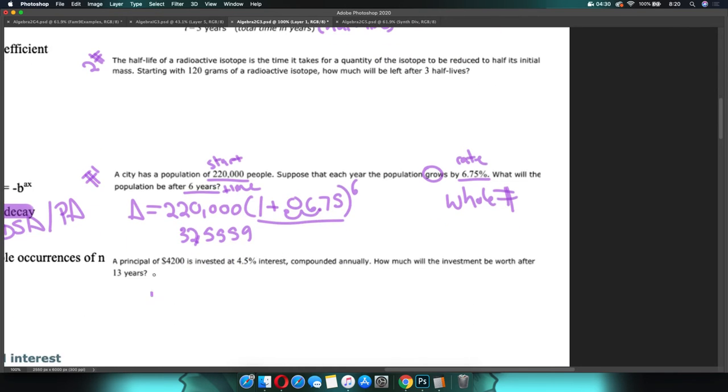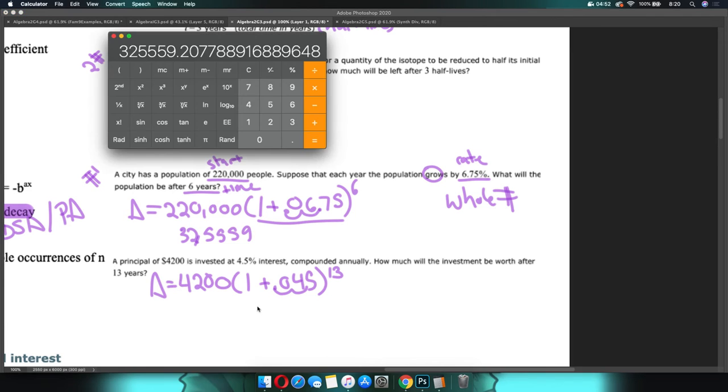Yes. So what's our starting amount? Our starting amount is 4,200. Okay, this is banking. So banking is always addition, so plus 0.045, because remember that 4.5, I moved the decimal over 2 places. And then how many years? 13. So I have to do this part first.